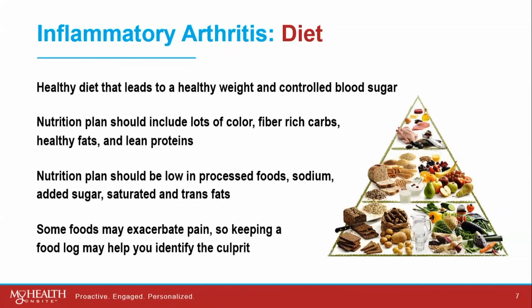So for that reason, we really want to work towards having a nutrition plan that includes lots of color, fiber-rich carbohydrates, heart-healthy fats and lean proteins. Your nutrition plan should be low in highly processed foods, foods that are high in sodium, high in added sugar, high in saturated fats, and hopefully avoid and free of trans fats.